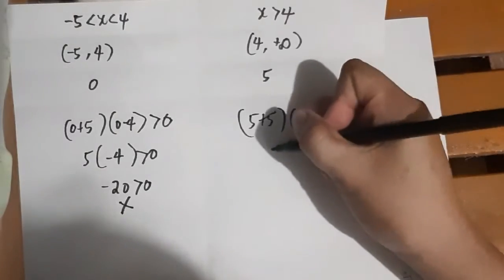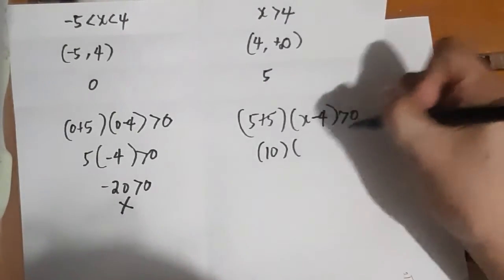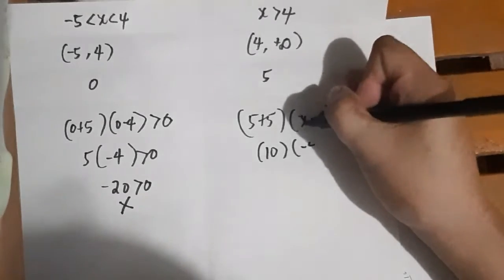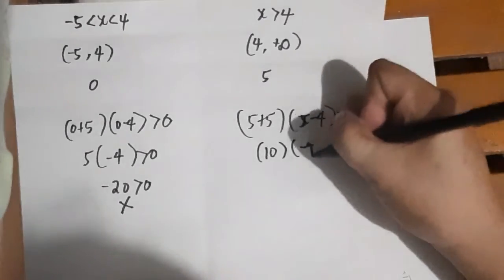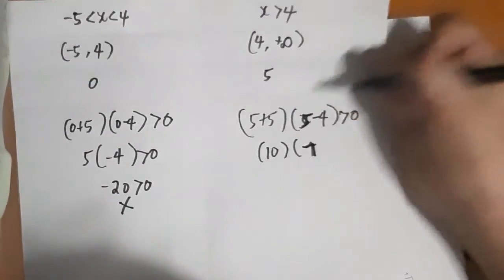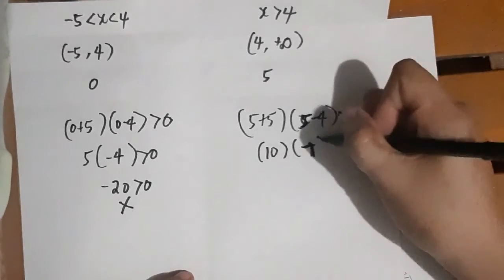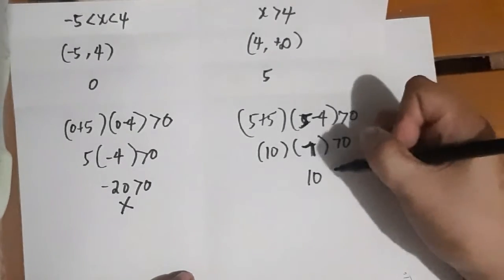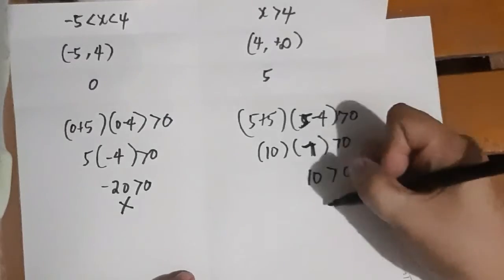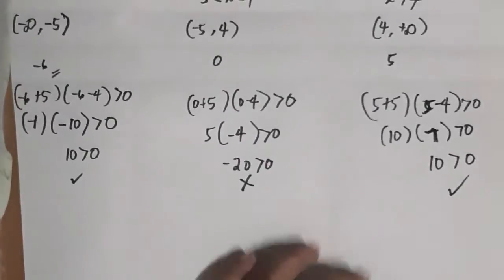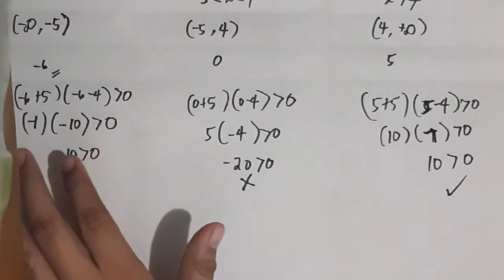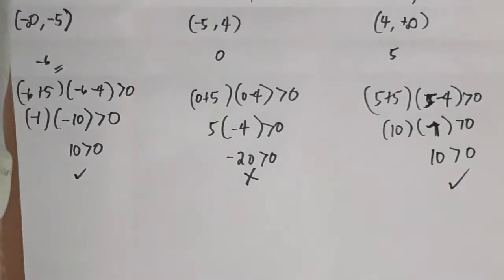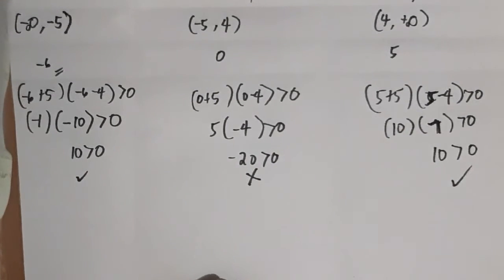So let's continue. This will be 10, and this is 5 minus 4, that's 1. Is it greater than 0? Yes, it's 10, greater than 0. This is also correct. So there are two regions, this one and this one. Okay, so we have our answers.